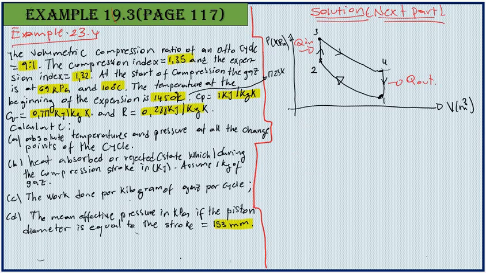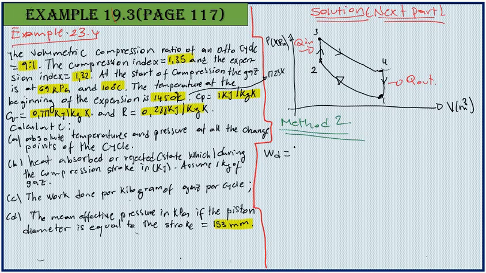So here's the second method. We call it method 2. To determine the work done of this cycle, we need to add the work done of each process together. In other words, we are going to say the work done is equal to the first work done, which is between 1 and 2.